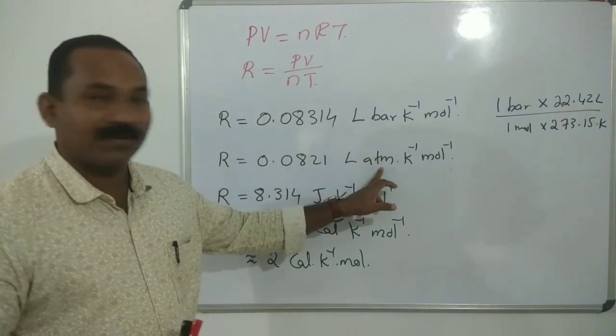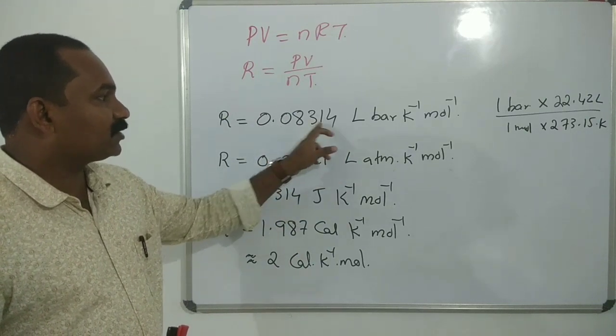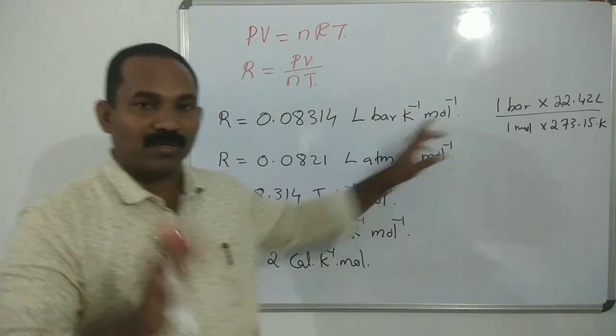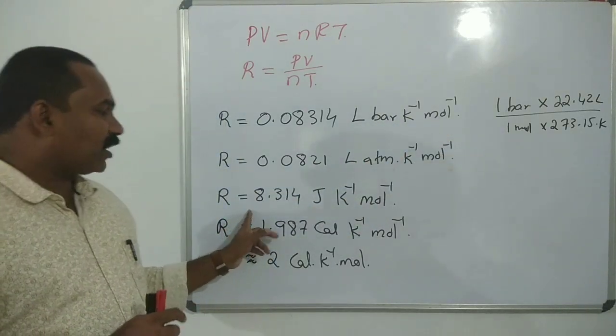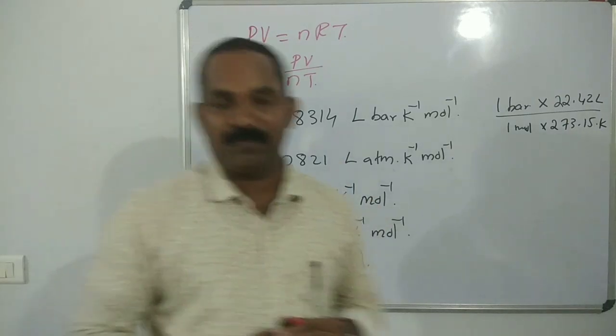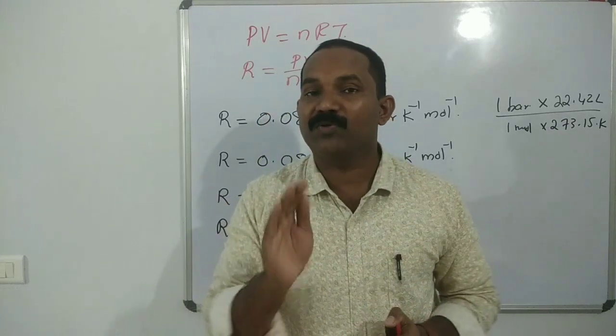0.0821 liter atm, and 0.0831 liter bar. Here 21, here 31. Liter bar Kelvin inverse mole inverse. When the energy term comes, 8.314 joule Kelvin inverse mole inverse. It is very important that you keep it in your mind.